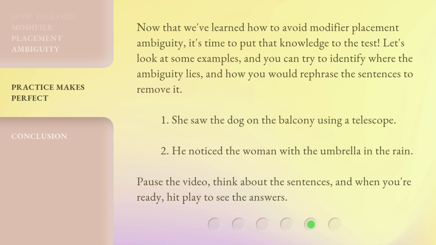1. She saw the dog on the balcony using a telescope. 2. He noticed the woman with the umbrella in the rain. Pause the video, think about the sentences, and when you're ready, hit play to see the answers.